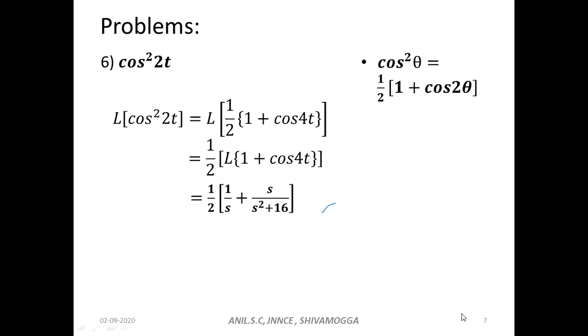Laplace transform of cos square 2t. It takes the cos square theta form. And we know that cos square theta is half into 1 plus cos 2 theta.